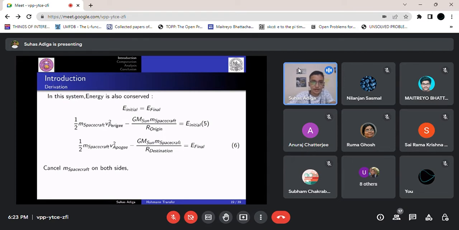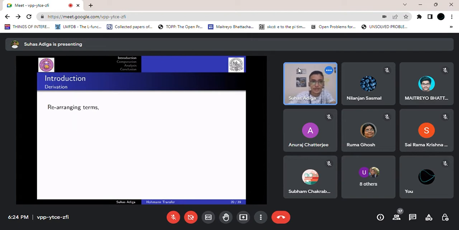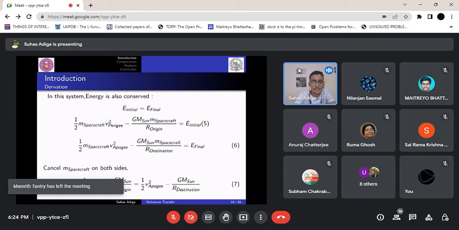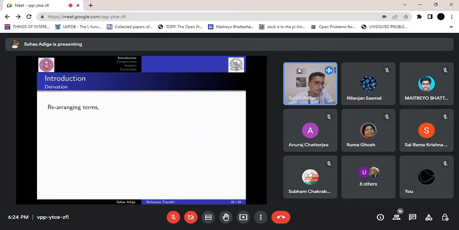Now, when I equate both, you can see that M spacecraft can be cancelled on both sides. So when I cancel it, it will be half times v square perigee minus GM sun by r origin is equal to half times v square apogee minus GM sun by r destination, right? So now I'll rearrange these terms. That is, I'll bring v perigee and v apogee to one side and the potential energy terms to the right hand side.